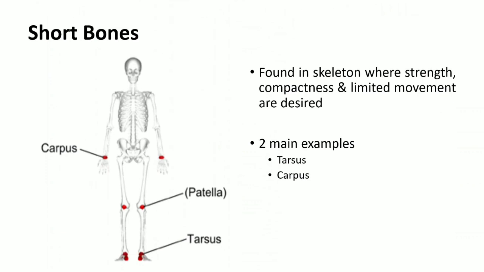So these are the short bones. Short bones are usually found in a skeleton where strength, compactness, and limited movements are desired. The main two examples are the carpus, so the wrist bones you can say, and the tarsus, which are found in the feet of our body.